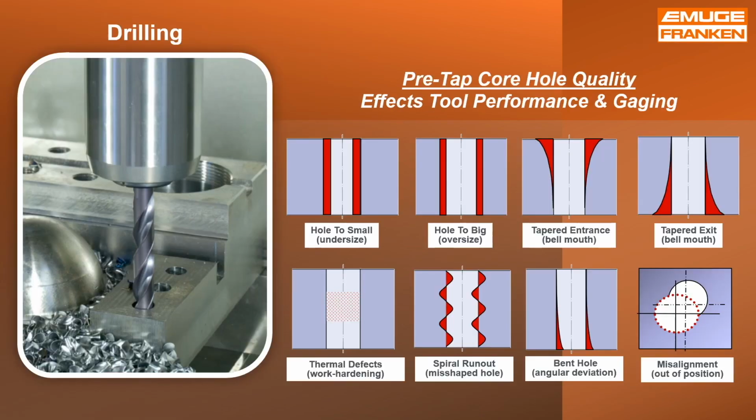Core hole preparation by drilling has a strong influence on successful threading in titanium. The pre-tap core hole quality affects tool performance and gauging. Drilling-related problems such as incorrect hole size, bell mouthing at entry or exit, work hardening of the minor diameter, out of roundness, angular deviation, or misaligned hole will influence tool life, thread quality, and gauging. EMUGE offers a high-performance drill line for precision hole making in titanium.